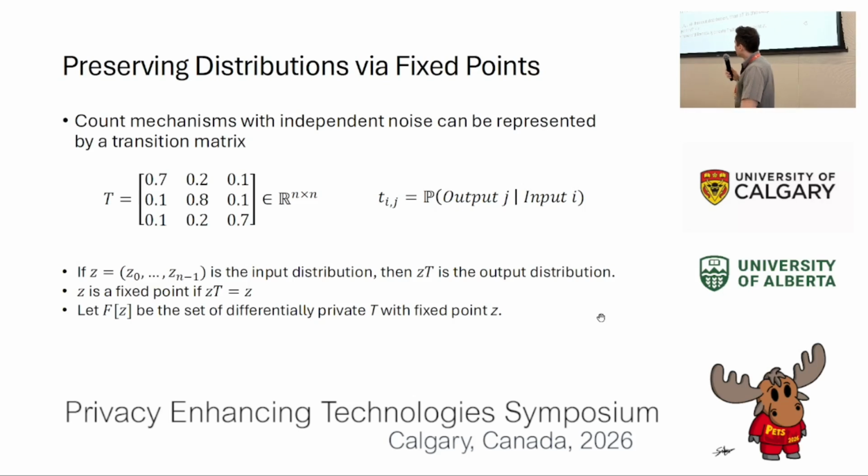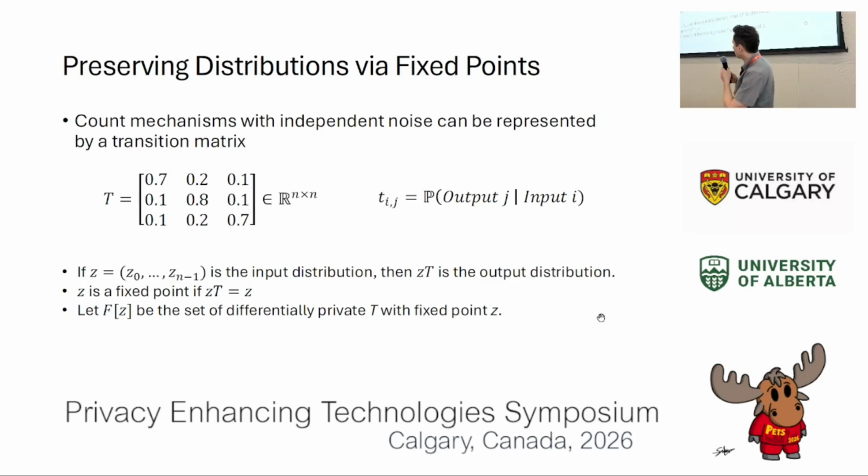And now let's take our true distribution of counts, and let's arrange it into a row vector, and let's call that row vector Z. And then we're going to take that distribution, we're going to apply this count mechanism. And if you think about the way that matrices work, it turns out that the expected distribution of your outputs will be the product. So Z times T. And so we can say that Z is a fixed point if those two are equal. So Z equals Z times T.